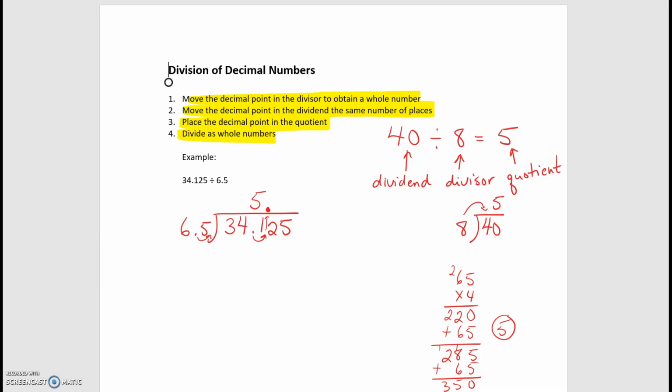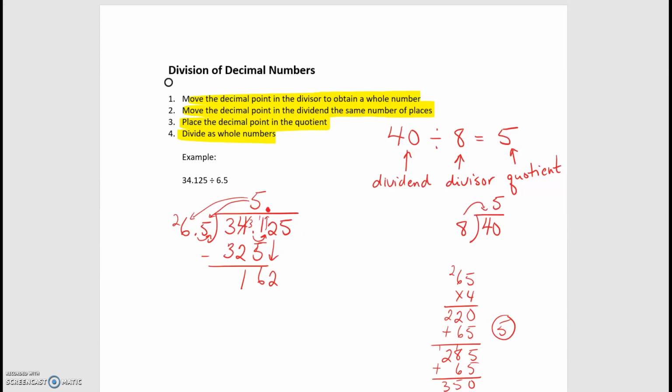So the 5 goes right above the 1 digit because that's how many times 65 will go into 341. So now I'm going to go with 5 times 5, which is 25, and carry the 2. 5 times 6, which is 30, plus another 2, so 32. And I'm going to subtract as I normally do with whole numbers. Got to do some borrowing. That becomes a 3. So 11 minus 5 is 6. 3 minus 2 is 1.